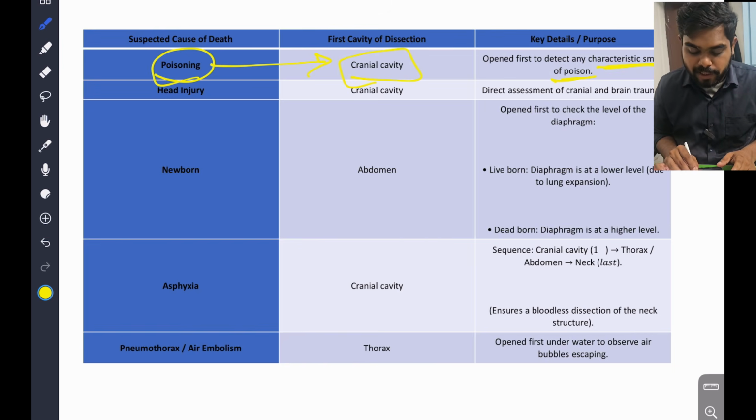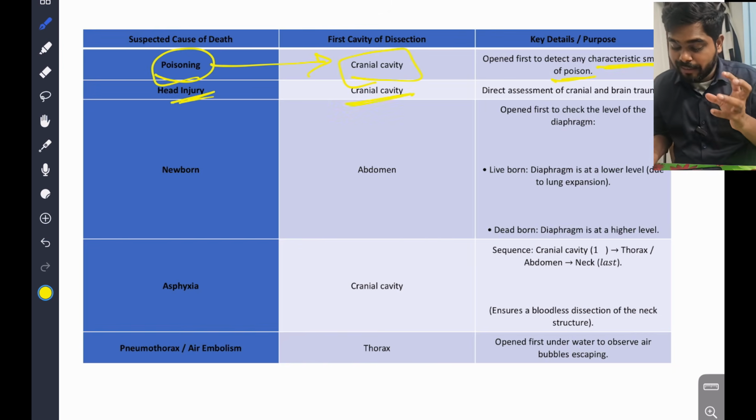In case of head injury also, we open the cranial cavity to see the cranial or brain trauma, EDH or SDH. In this case, extradural hemorrhage and so on, we have to see the hematoma, and brain trauma should be examined from the cranial cavity.